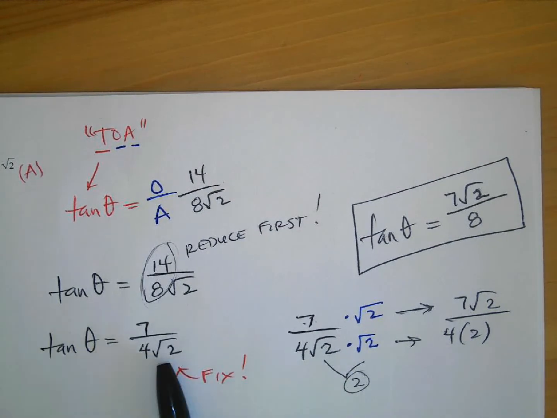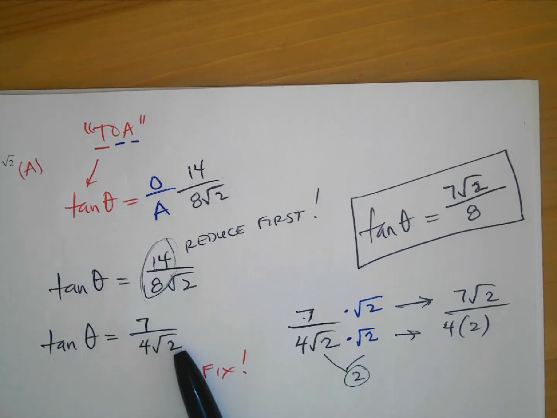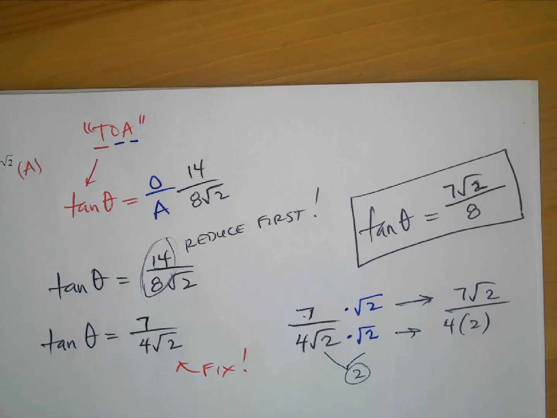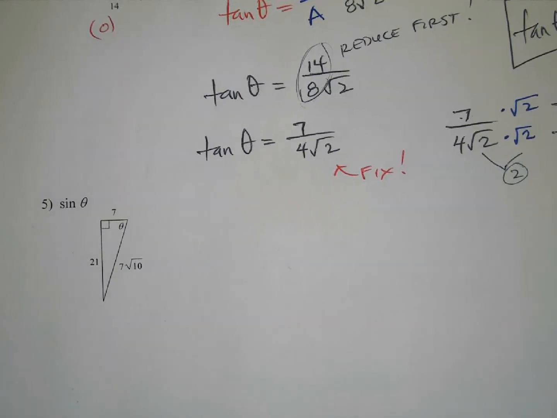Okay, so that's what you got to fix when you have a situation like this. You cannot have your ratio or these fractions with a radical in the denominator. Okay, let's look at a couple more. Number 5. Again, pause it, copy the problem down, and then push play again.